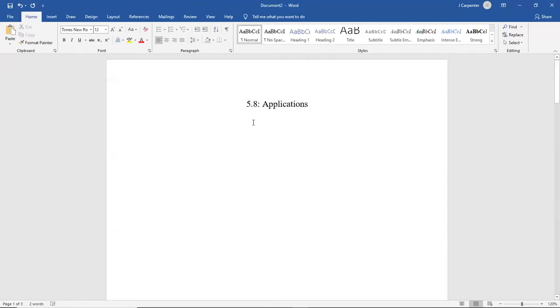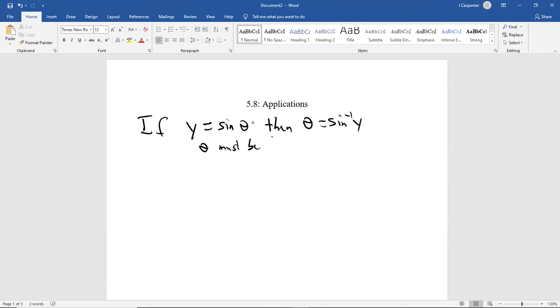All right, so I just want to make a couple statements about the inverse trig functions before you actually get into the applications, and that is because there might be a time with an application problem where you need to know these facts. So as a reminder, these are reminders. If you have y equals sine of theta, that's the same thing as saying theta is equal to the inverse sine of y. But your theta must be between negative pi over 2 and pi over 2.